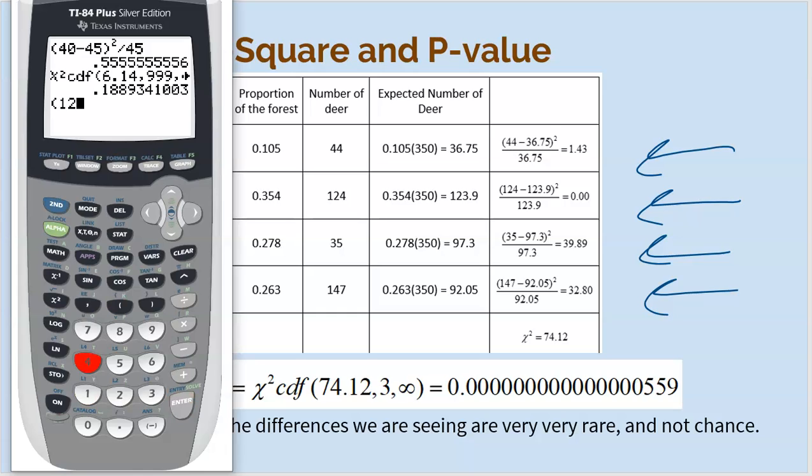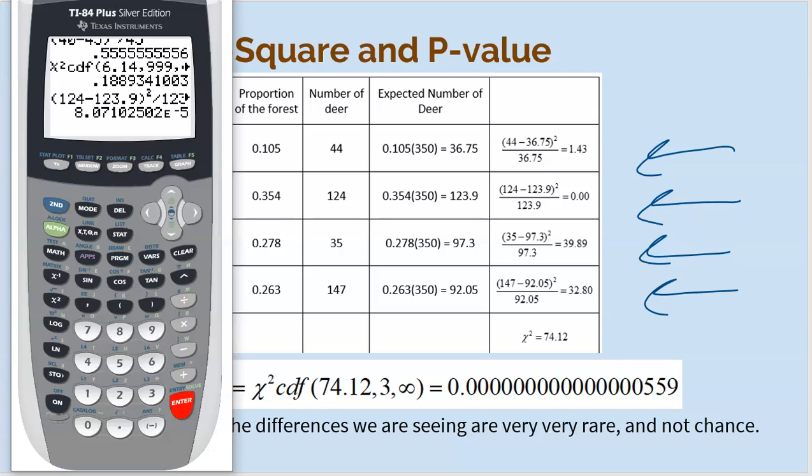So I'll do the next one here, 124 minus 123.9. Oh my gosh, look how close that was. We observed 124, we expected 123.9. Oh boy, that's close. Almost exactly right. Squared, divided by the expected number. And because that was so close, look how small that chi-squared value was. I actually just wrote down 0.00, because it's 0.0000807. It's so tiny that it's really insignificant at that point because it was so close.